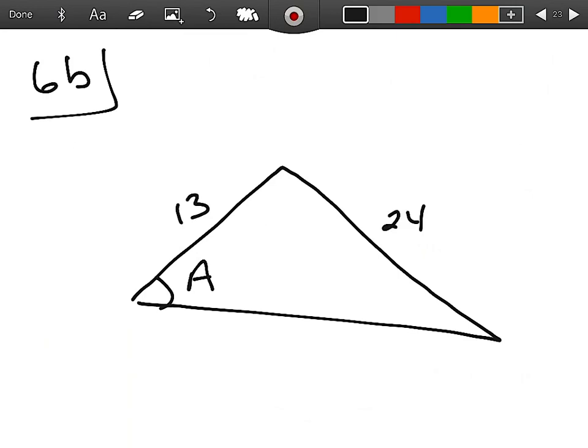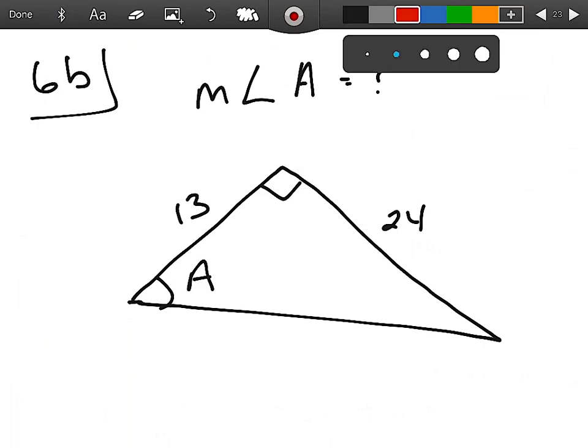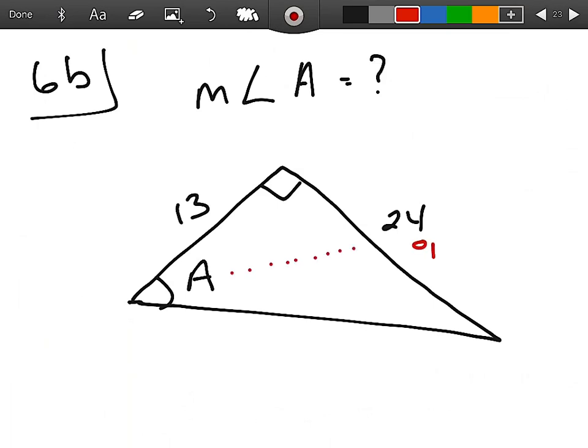So never fear, your right triangle's right there. And it's asking me to find the measure of angle A. So what do I have available? Well, let's label my stuff. So A is here. That means the angle across, this must be my opposite. And if I'm beside, this must be my adjacent. So I have opposite and I have adjacent.